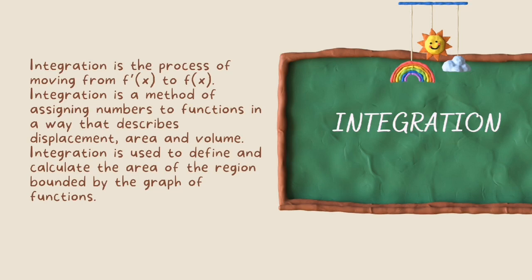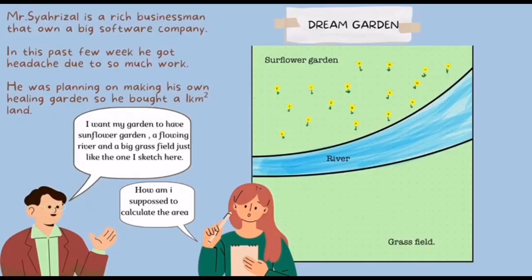Integration is a method of assigning numbers to functions in a way that describes displacement, area and volume. Integration is used to define and calculate the area of the region bounded by the graph of a function. Mr. Shahrizal is a rich businessman that owned a big software company. In these past few weeks, he got a headache due to so much work. He was planning on making his own healing garden, so he bought a 1 kilometer square land.